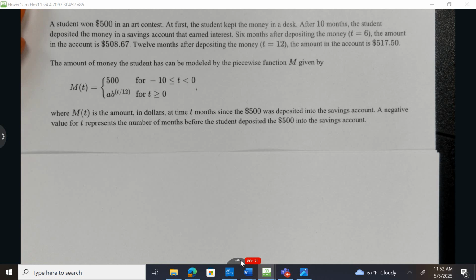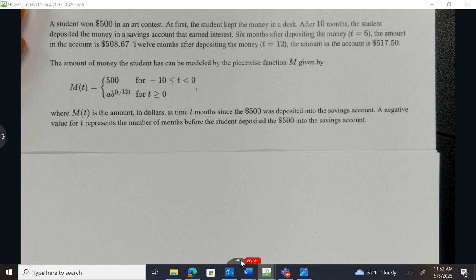They provide us a piecewise function where m of t is the amount in dollars at time t since the $500 was just deposited into a savings account. A negative value for t represents the number of months before the student deposited the $500 into the savings account. Let's get started with the first one.